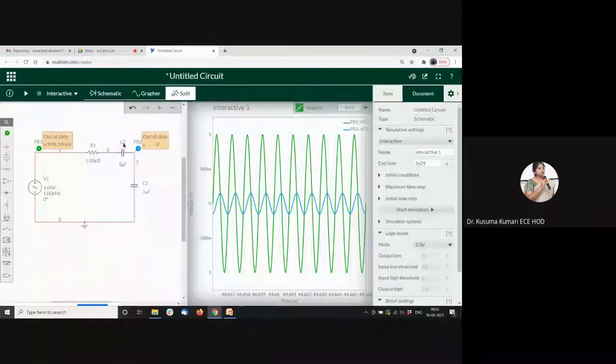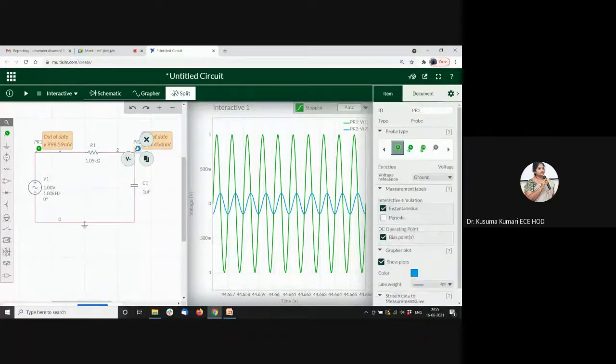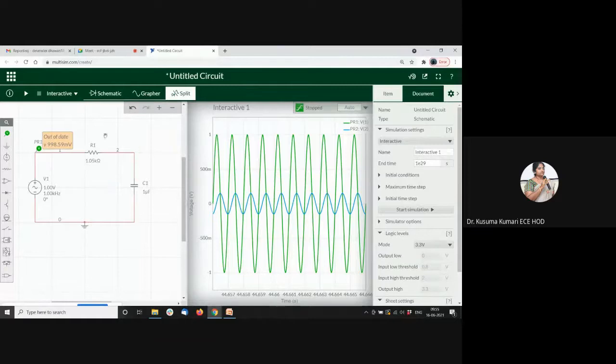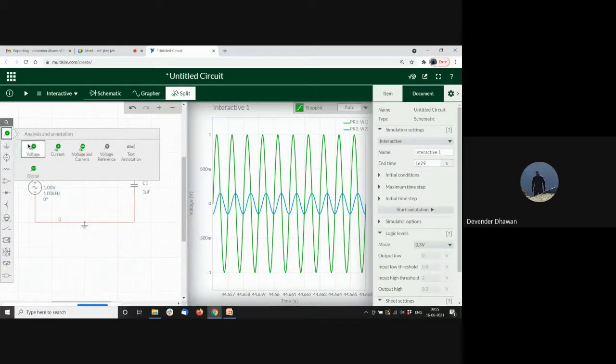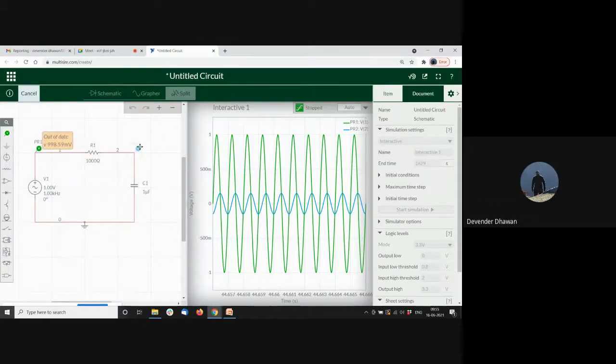Do one thing, sir. Delete that probe 2 and insert it again. Okay. Which one, ma'am? Probe 2. Second probe. Okay, done. Tell me, again, ma'am. Insert is also possible. You want me to insert again? So again we can do it.